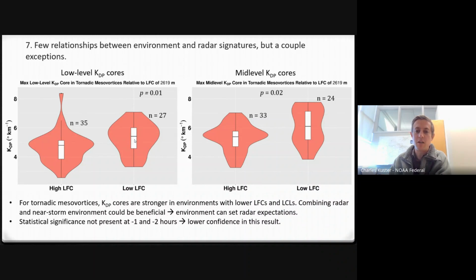So if the environment is not supportive of cold pools, then you would need a stronger KDP core, more cooling within the downdraft, in order to get a sufficiently strong cold pool and therefore outflow and convergence along the updraft, downdraft convergence zone. So this just goes back to that idea that considering radar and near storm environment is probably beneficial and important, not only in QLCSs, but obviously across many different hazards. Similar to the rotational velocity, we did not see statistically significant differences at the -1 and -2 hours. So we have lower confidence in this result.